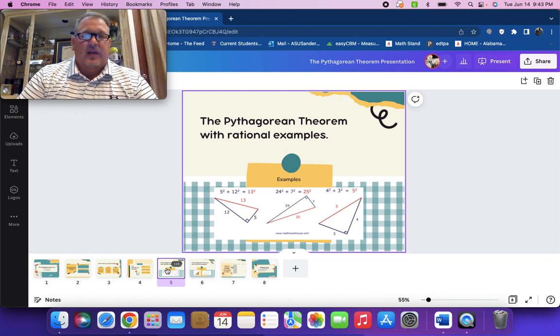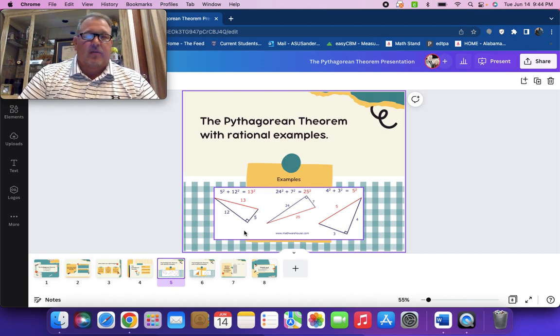The Pythagorean theorem with rational examples. In other words, make sure that your answers are rational. And you know what a rational number is. It would be a whole number. So here's an example of what I've got set up as 3 examples of 5 squared plus 12 squared equals 13 squared, and that would be a right triangle along with the other 2 examples.